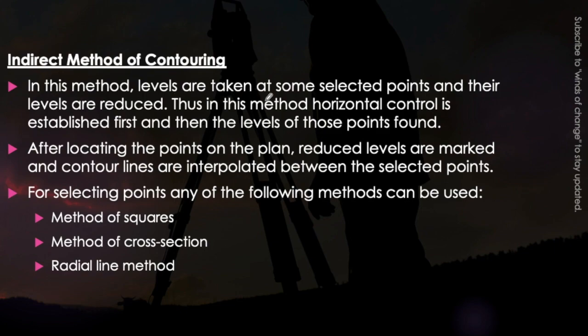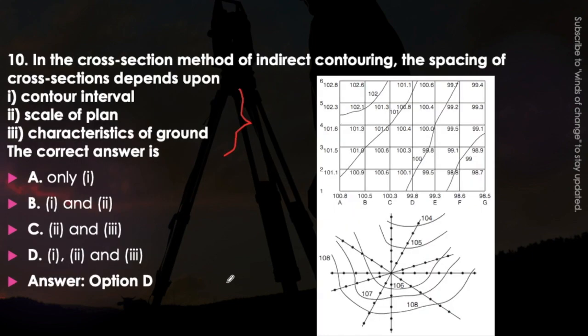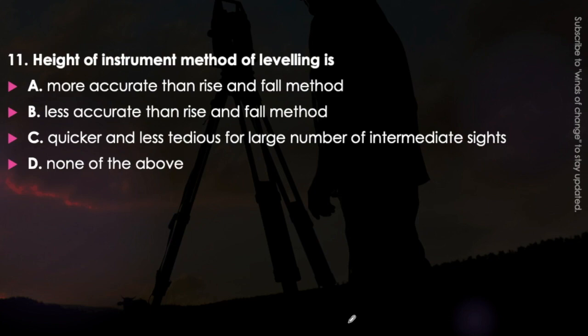In this method, levels are taken at some selected points and their levels are reduced. Thus in the method, horizontal control is established first and then the levels of those points are found. There are three methods for it: either method of squares, method of cross-sections, or radial line method. In the picture you can see, first of all, this is the method of squares and this is the radial line method. Okay, next question.